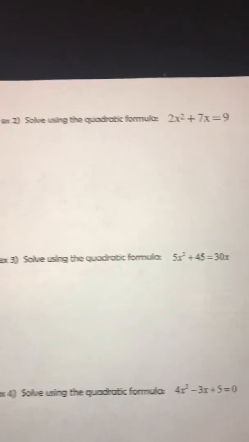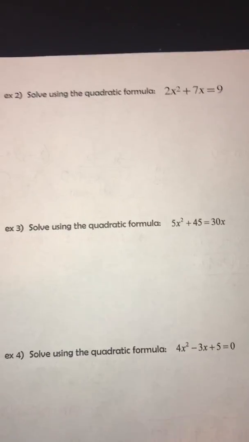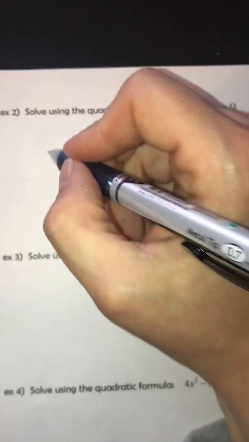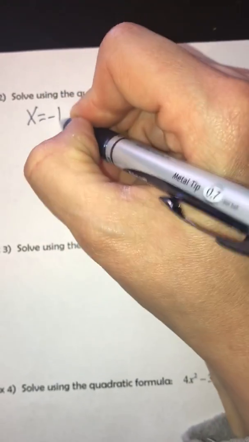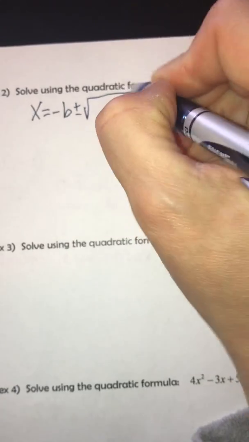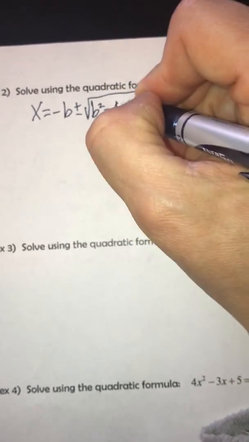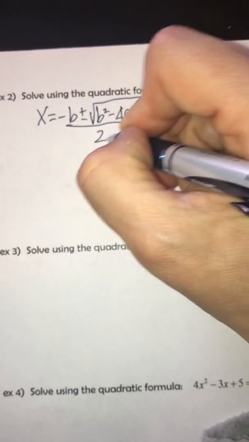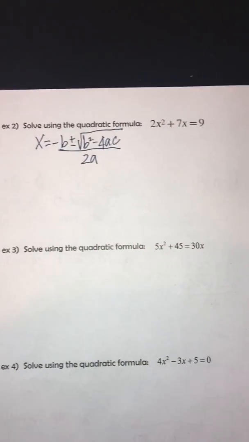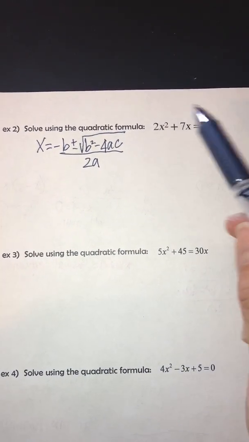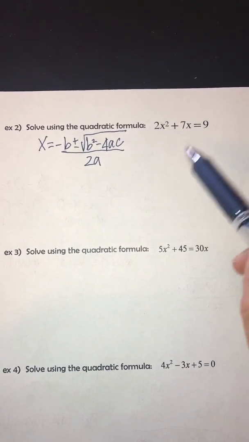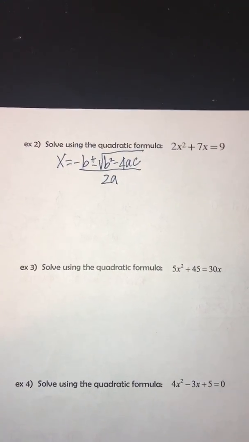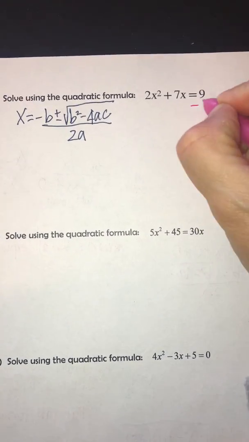So again, solving using the quadratic formula. I'm going to write out the quadratic formula so I have it on this side of the paper. The more times you write this, the more you'll get to know it by heart. But remember, I need this to equal 0 first. So I'm going to make that equal 0. So I'm going to move this 9 over.